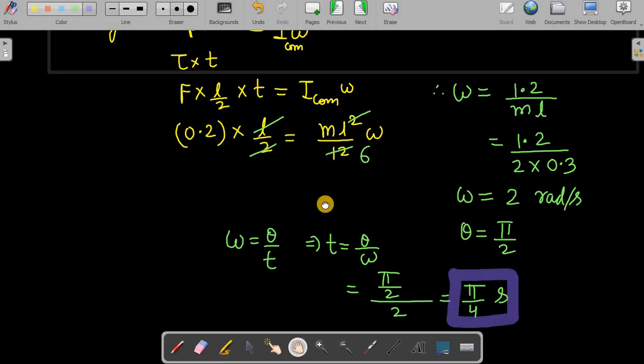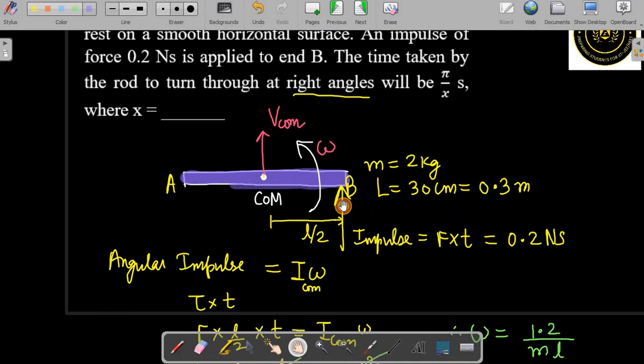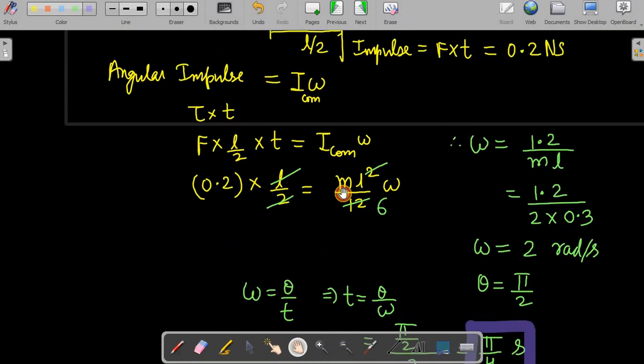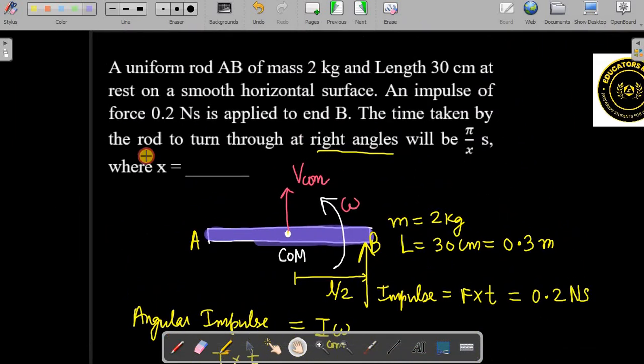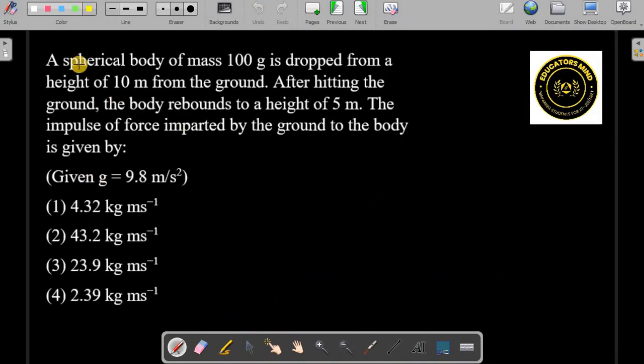Okay. Now let's check what they are saying. They are saying pi by x. So x must be 4. So we can say here that the answer must be 4. Okay. Then let's move to the next.